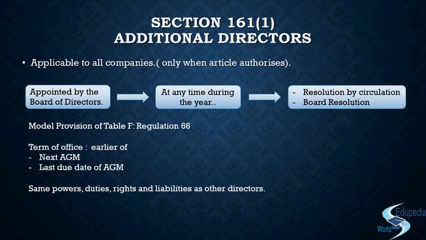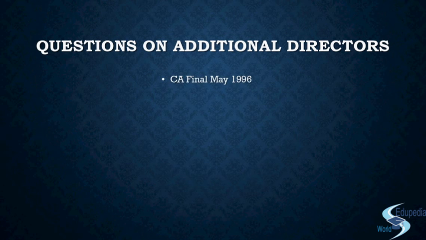Now we'll understand some of the questions that have been asked in previous examinations, although this is not a very frequent topic. But you may expect a question on that. So let us discuss some of the questions that have been asked in the past. We'll first pick up the CA Final May 1996 question. What did the Institute basically ask? The topic was that the AGM was not held on the due date. The question asked, can an additional director continue his office?